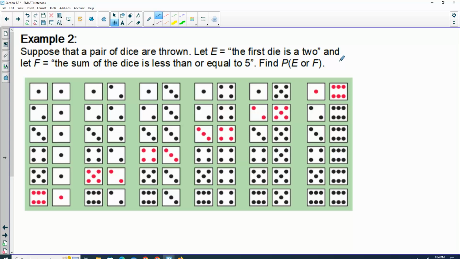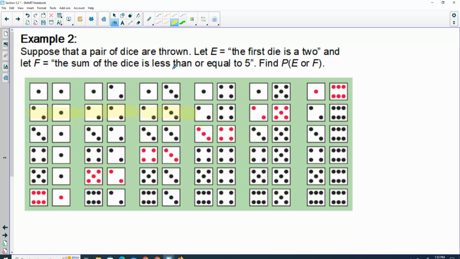So I'm trying to find the probability that the first one is a 2 or they add up to something less than or equal to 5. Now in this case, could there be overlap? Could the first one be a 2, and they add up to something less than 5? Yeah, if I roll, for instance, a 2 and a 1, or a 2 and a 2, or a 2 and a 3, we're going to double count. But in this case, we're looking at a picture. Can we just figure out how many of these options fit what we need?